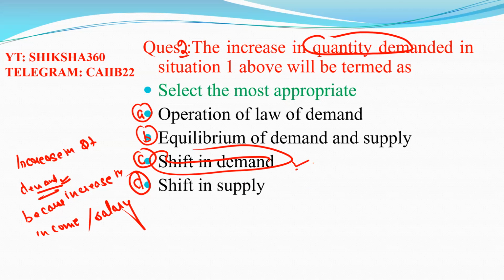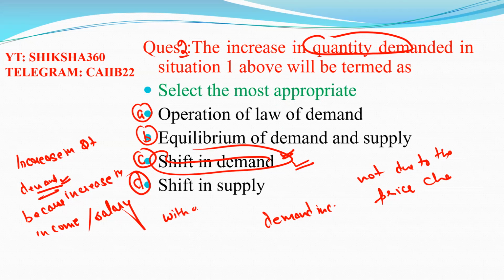Why is there a shift in demand? Because there is an increase in demand, not due to a price change but due to other factors. If there is any change in the quantity demanded due to factors other than the price, then that leads to a shift in demand. I think all of you remember that we discussed this in class, with the help of a graph also. We have discussed this type of diagram.